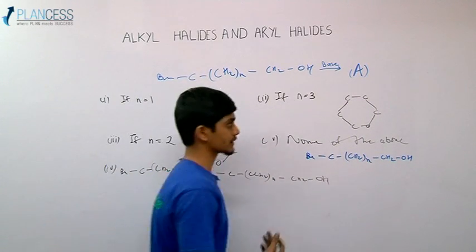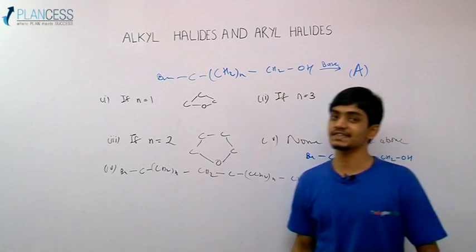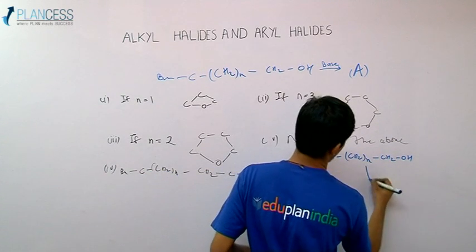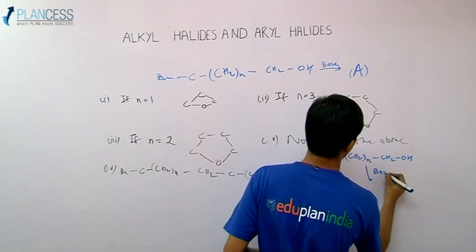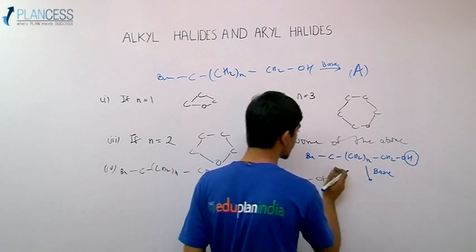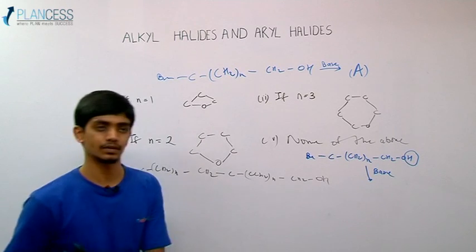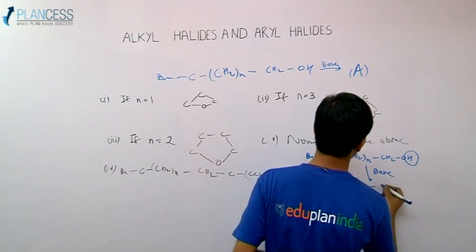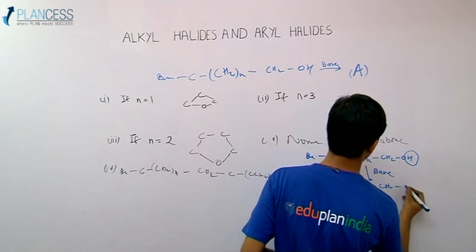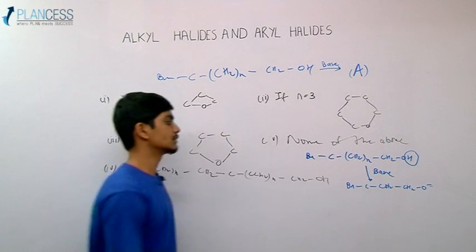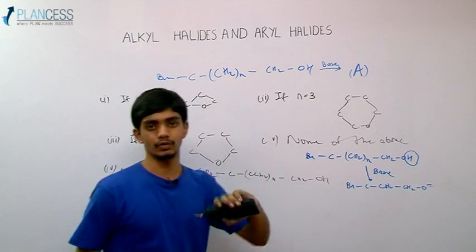What does a base do? A base abstracts the acidic hydrogen from a molecule. So base, then the only acidic hydrogen available is, okay, these are also acidic, but the most acidic hydrogen which is available is this hydrogen, Br CH2, CH2O minus.